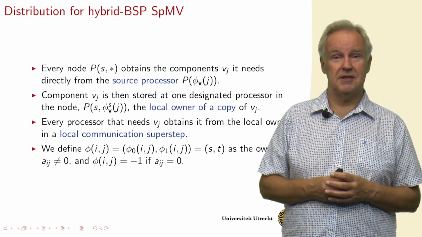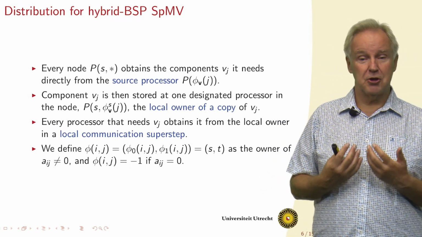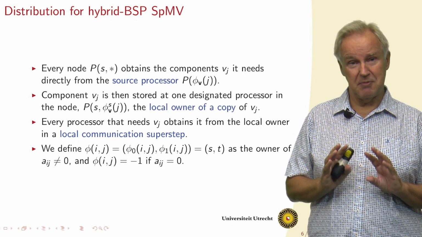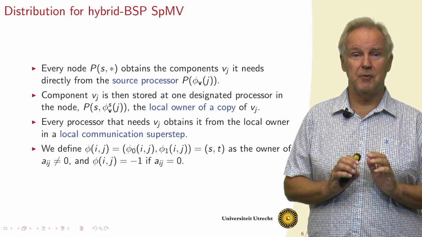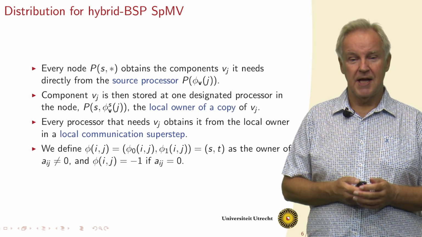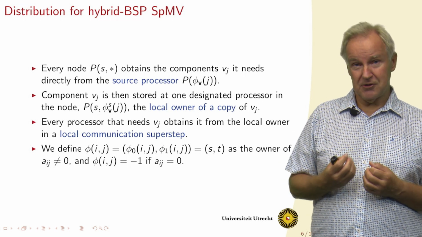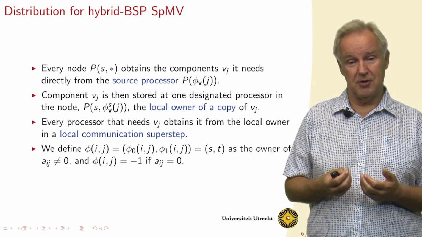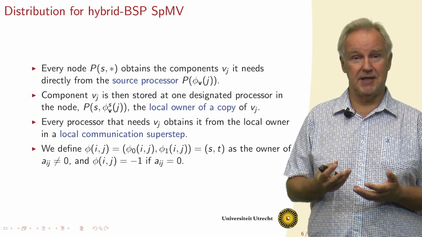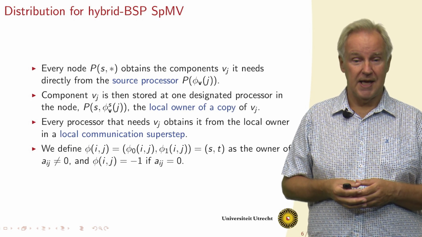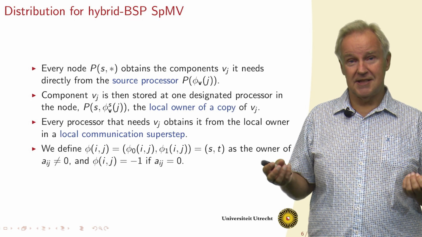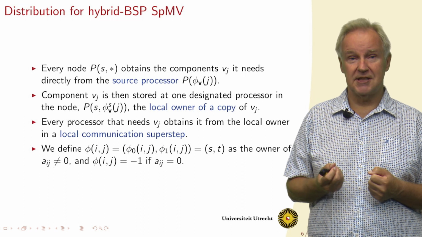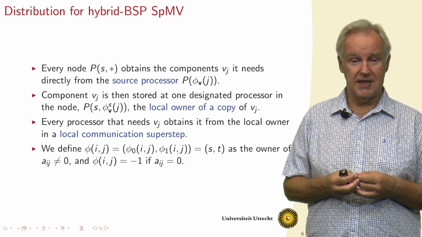Okay, now we're going to look at the sparse matrix vector multiplication. So we have our nodes, and we're going to discuss the fan-out. The fan-in will be similar, so we won't do the whole algorithm, but we will have a closer look at the fan-out. Now, every vector element v_j is stored at a processor, and that's the processor phi_v of j. That's the source. And then, if you need it in a node, first the node gets it in a global communication superstep.